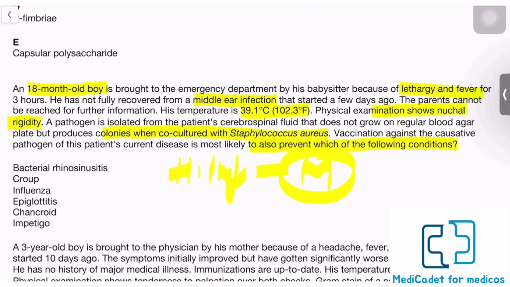Am I clear? So if you give the vaccine, it can prevent epiglottitis, but not 100%, because there are some strains that can cause epiglottitis that don't have the capsule. So it's like half the chances. So here the answer would be epiglottitis. I hope I'm clear.